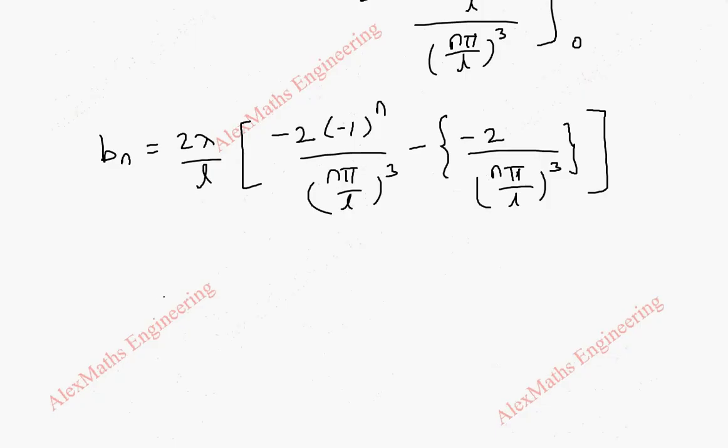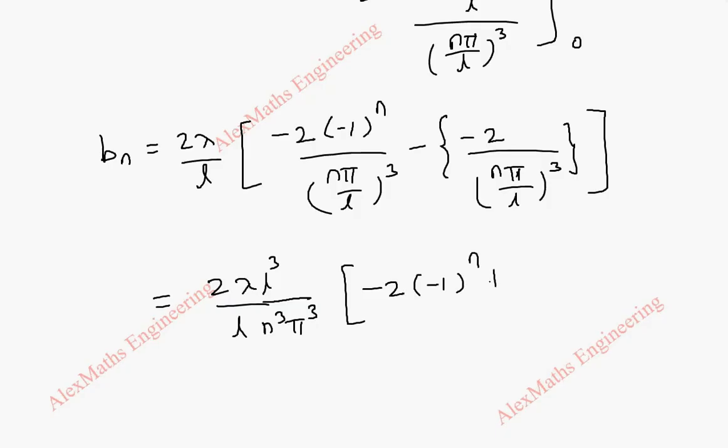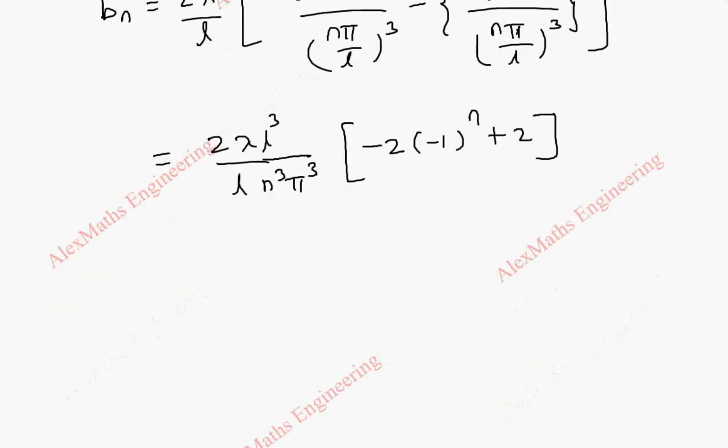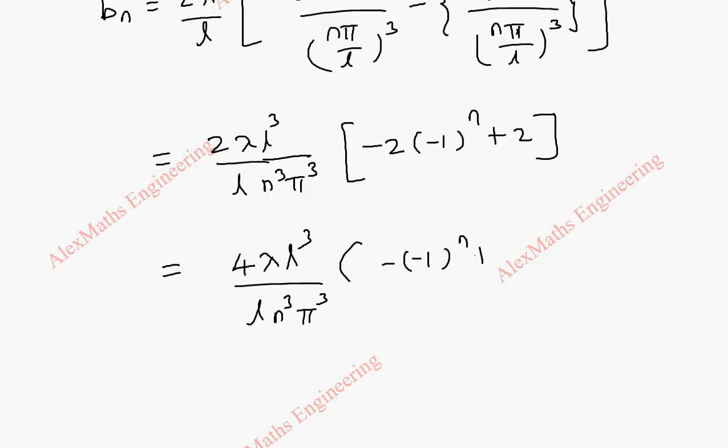Now let's rewrite this: 2 lambda by L, and in the denominator we have (n pi by L) cubed in common, so it is n cubed pi cubed by L cubed. L cubed I take it here, and here we have only minus 2 into (minus 1) whole power n, then it is plus 2, and we can take the 2 also outside. It will become 4 lambda L cubed by L into n cubed pi cubed. After taking 2 common, we have 1 minus of (minus 1) whole power n.